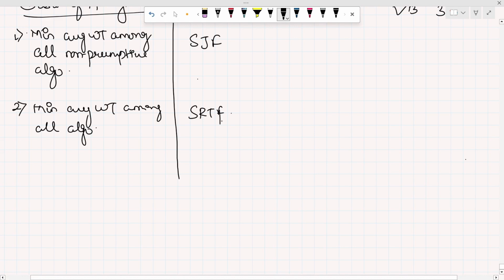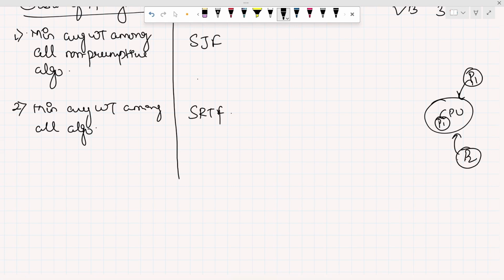SRTF is basically an upgraded version of SJF. In SJF, if a process gets the CPU, it will leave the CPU only when the process is complete. But SRTF is a preemptive algorithm. Let's say P1 comes into the CPU. If some other process, say P2, has a higher priority than P1, P2 comes and says that I am urgent, I am very important for the user.